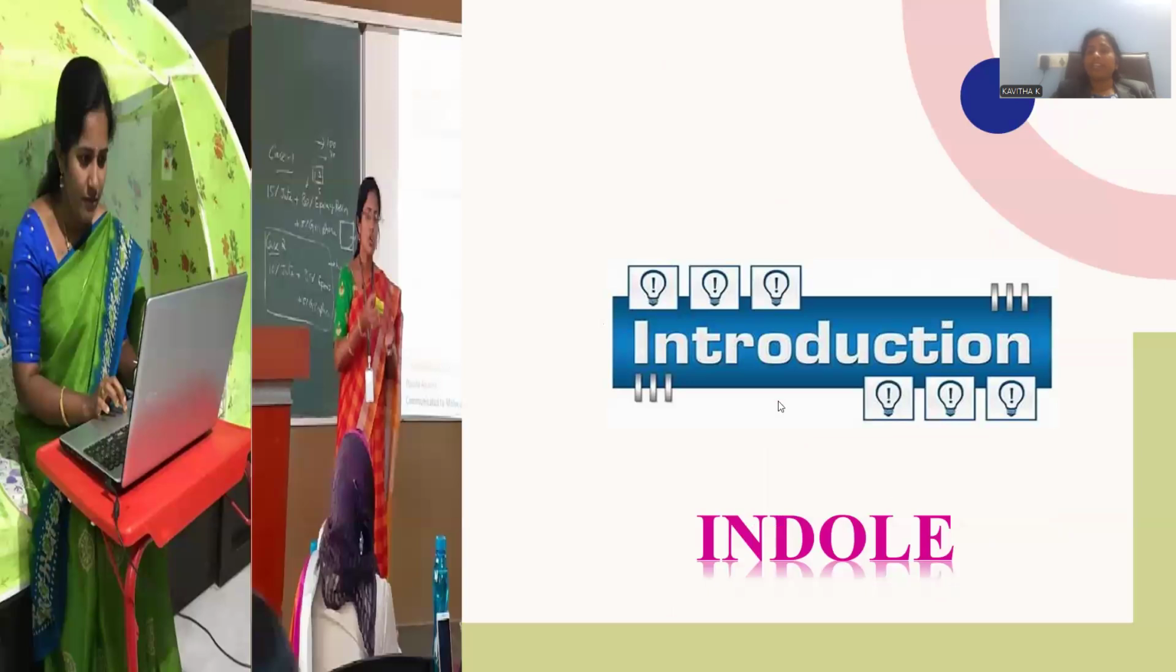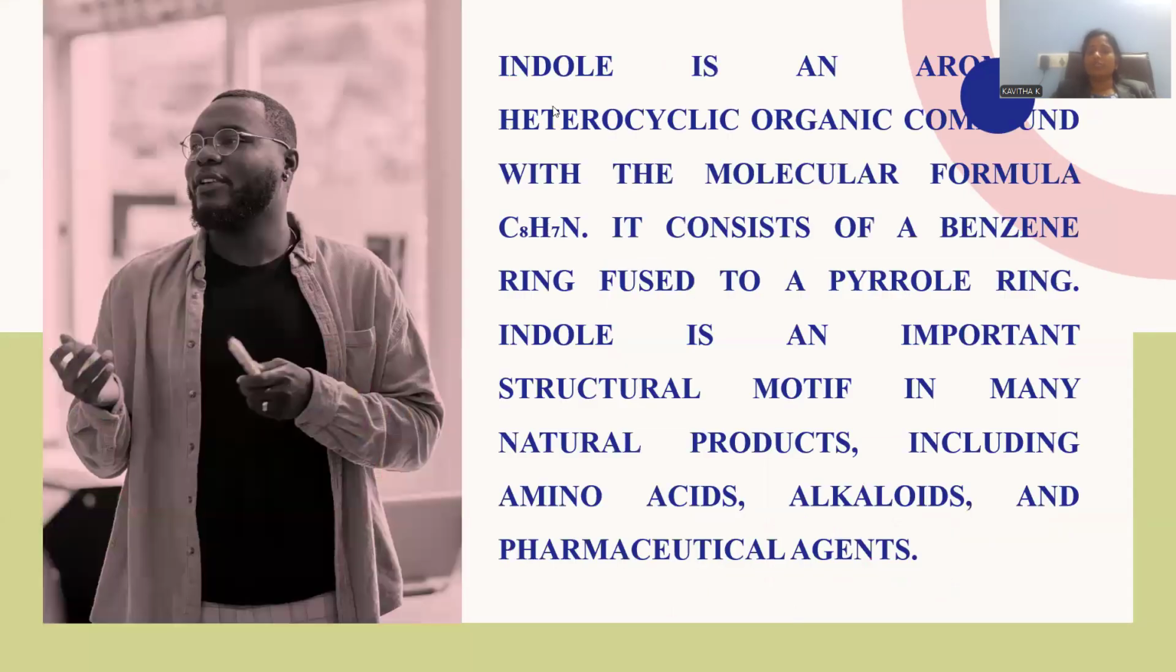Let me enter into the introduction part of indole. So in order to introduce this indole molecule, indole is considered an aromatic heterocyclic organic compound, whose molecular formula is C8H7N. Eight carbon atoms, seven hydrogens, and one nitrogen take part in this indole molecule, and a benzene and a pyrrole are fused together within a single compound.